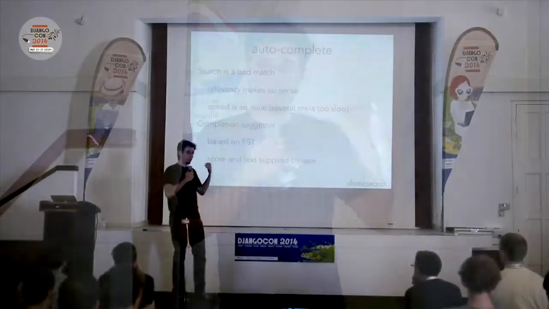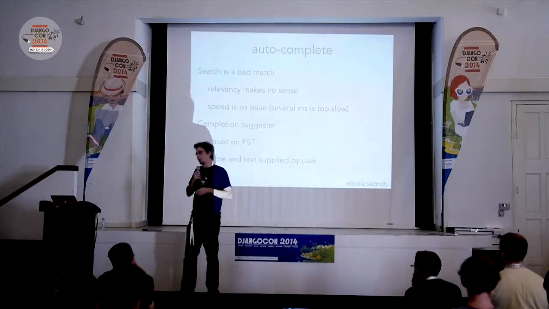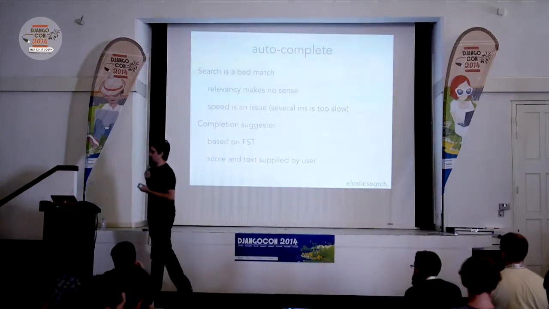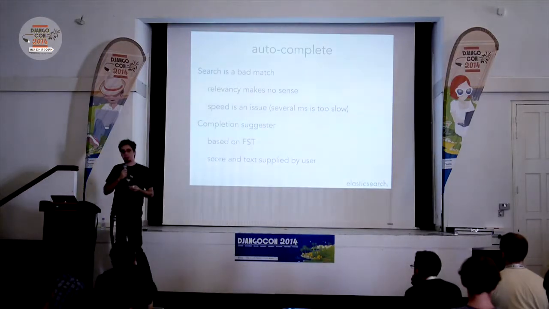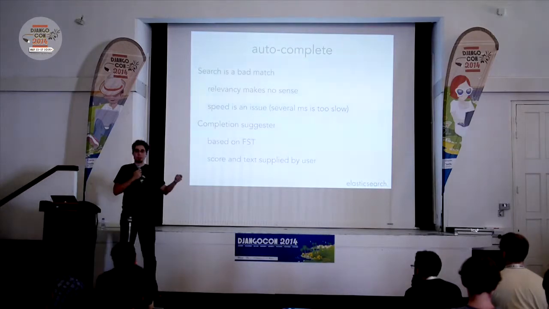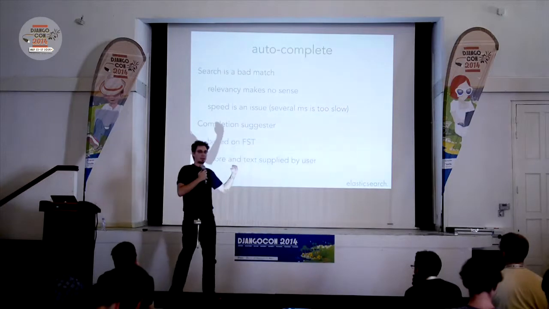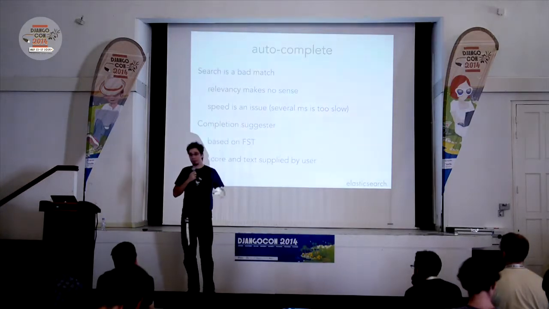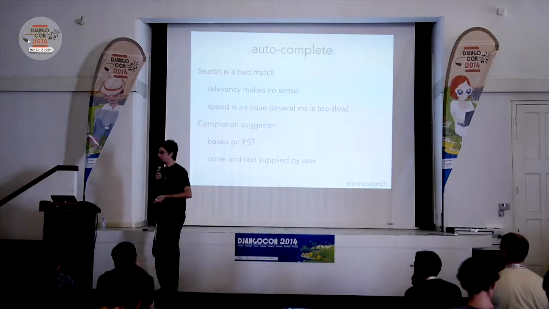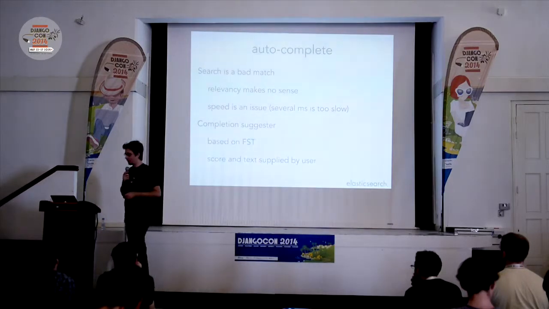So instead, what I would recommend is to use a dedicated autocomplete suggester. For example, in Elasticsearch, there's a completion suggester. It's based on a very, very nice data structure called an FST, which is a finite state transducer. It's basically a finite state machine. So any auto-completion is just one pass through this data structure, so it's very, very efficient. By very efficient, I mean sub-millisecond response times.